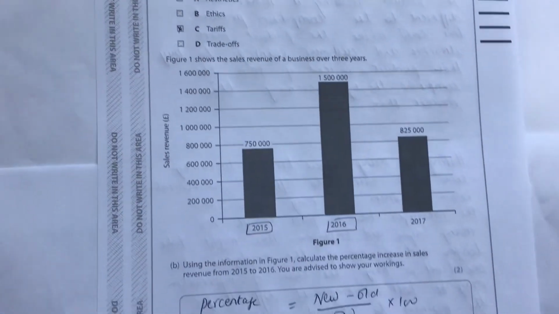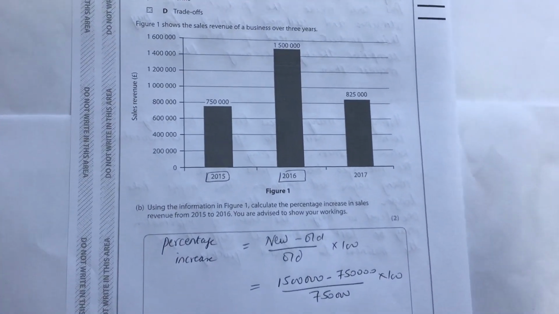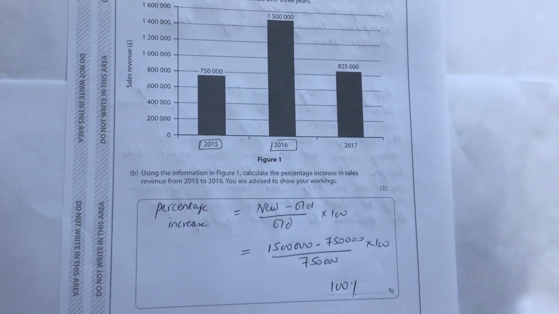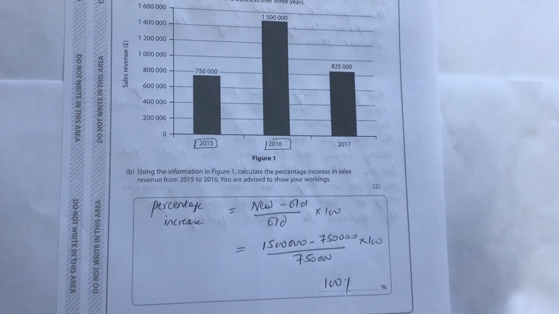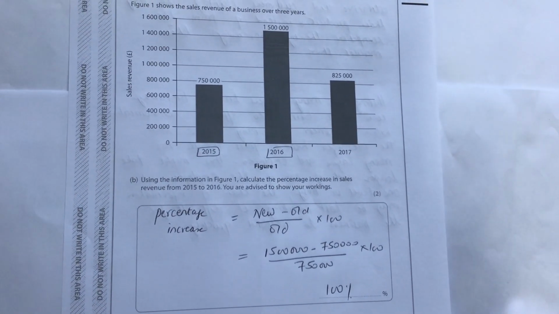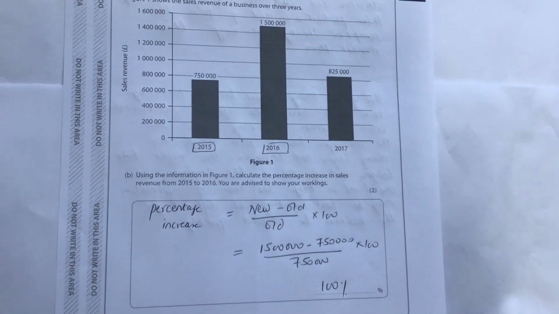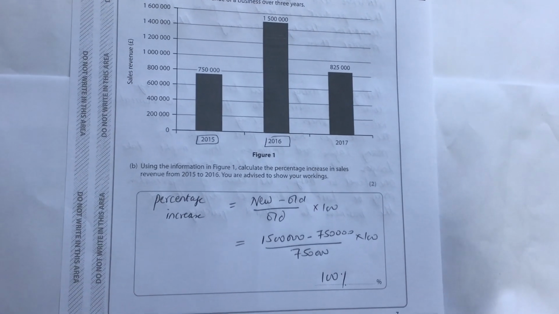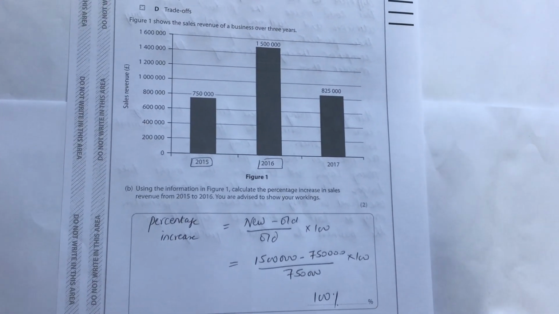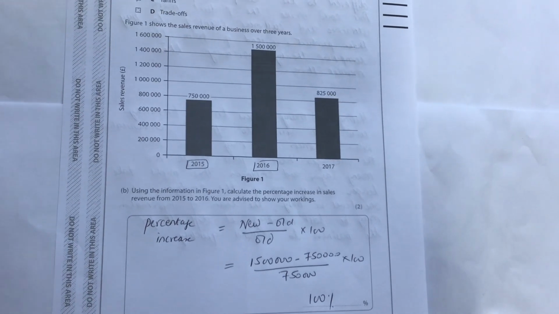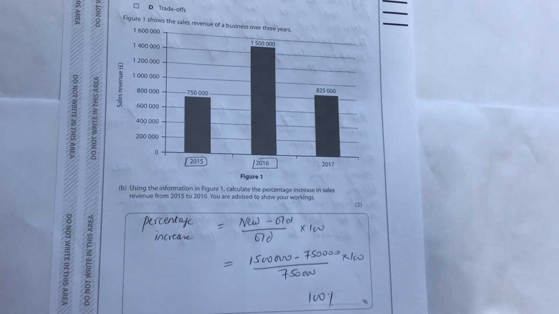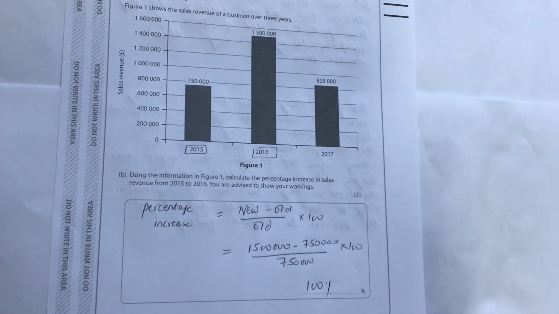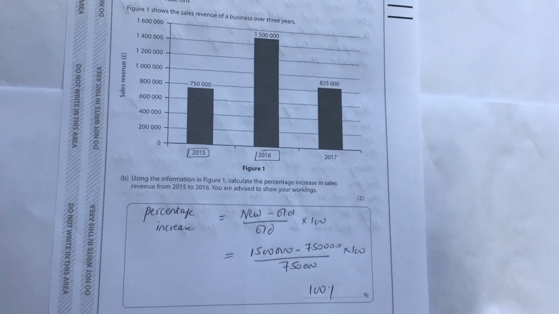It's tariffs. So here you're given sales revenue for 2015, 16 and 17, but the question is asking for percentage increase in sales revenue from 2015 to 2016. So whenever it's a percentage increase, decrease or change in something, it's always new figure minus old, divided by old figure, times 100. So 1,500,000 minus 750,000, divided by 750,000, times 100. Big numbers, and you divide by the old, which is the 2015 figure, and you get the answer as 100%.